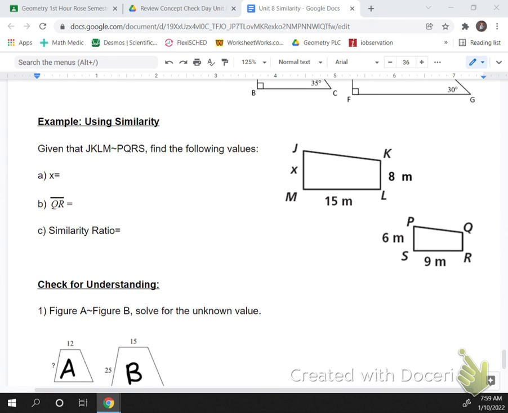Notice that you got to read the problem. It says, given that JKLM, what's that little squiggle mean again? Similar. If you forgot that, I might add that. That little squiggle means similar. When you see this in test problems, it will just give you an expression like that. So I've got JKLM is similar to PQRS.